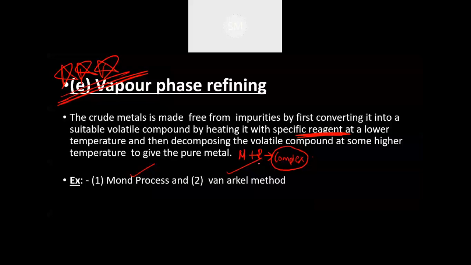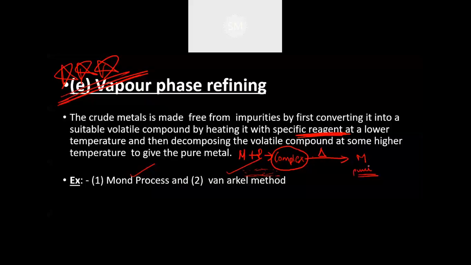Once they form that complex, whatever impurities are there will be left behind. Only the metal should combine with your reagent, so such a reagent only should be taken. Most of the time it will be the metal which forms a complex, so all the impurities will be left behind. Now you take that complex which is in the vapor phase, and heat it again at a higher temperature. This complex will break down and the pure metal will be obtained. So you will get the metal again, but in pure form. This is the whole idea. Hope it is understood.